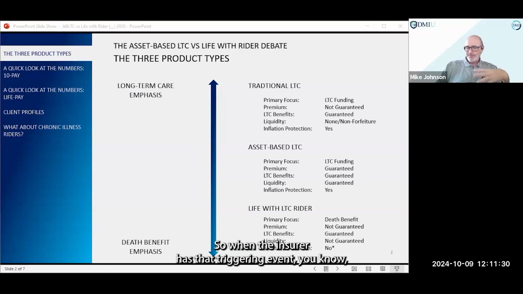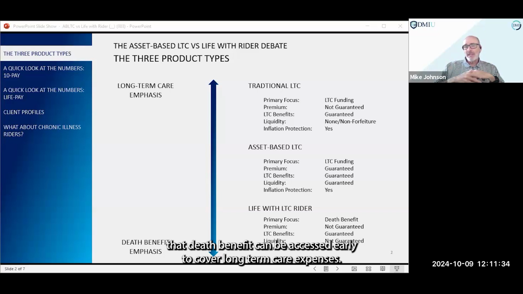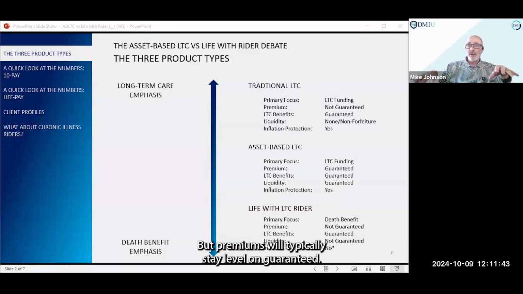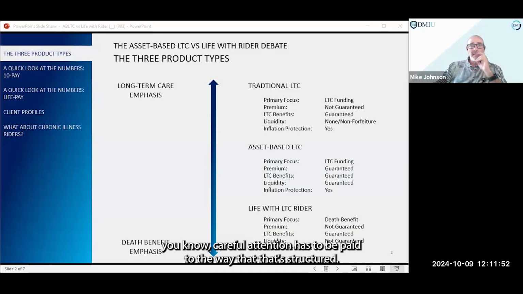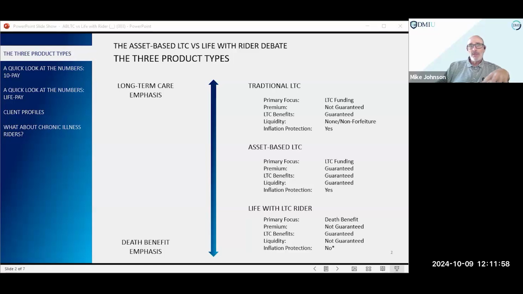So when the insured has that triggering event, that death benefit can be accessed early to cover long-term care expenses in most cases where a long-term care rider is available, and premiums will typically stay level and guaranteed. But it's also important to note that depending on the way that the policy is designed, careful attention has to be paid to the way that that's structured. Withdrawals and loans can impact guarantees. There could be that potential for those guarantees to be affected.